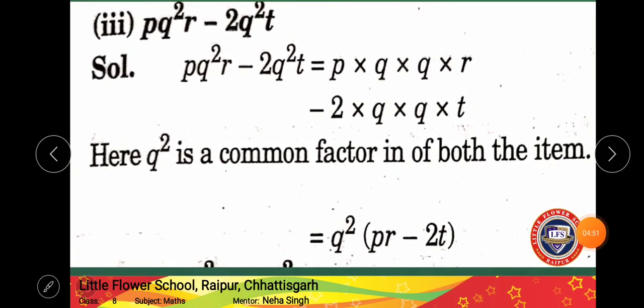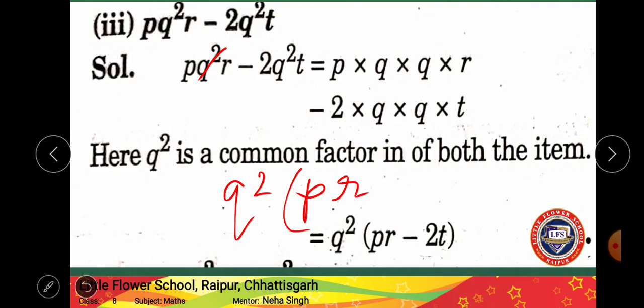Coming to the next again, see p q square r, right? So q square we can take common, we can see that it is common, so we will write q square. Excluding q square from here, what are we left with? P and R, minus, excluding q square here, what are we left with? 2t. So the answer is this.